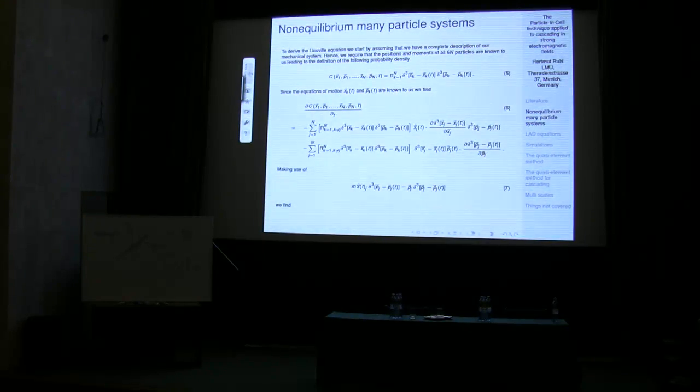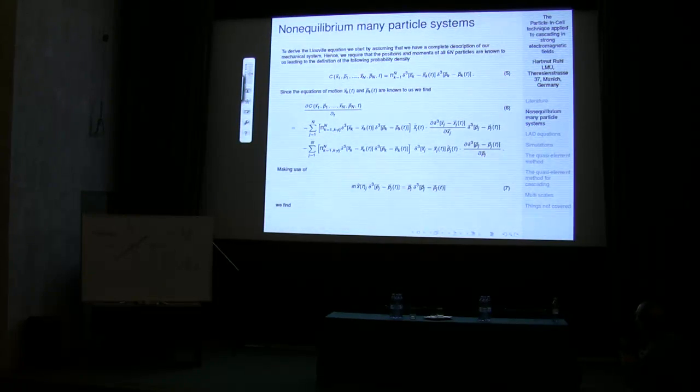Now, what kind of equation of motion does this probability density follow? I mean, you know all this. This is the Ruhl equation, ultimately. And how would one derive it? Well, one starts from a probability density of that kind.